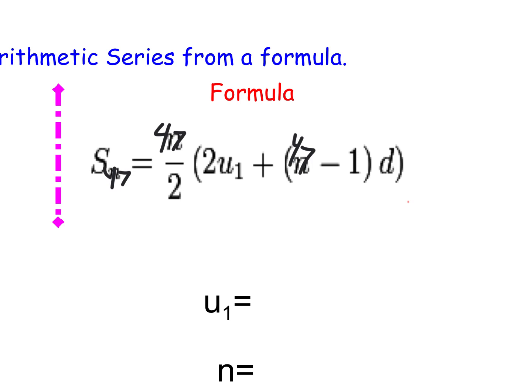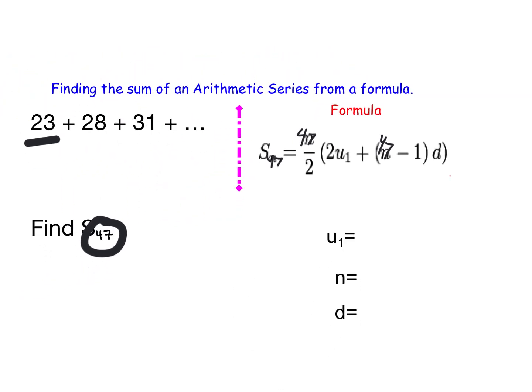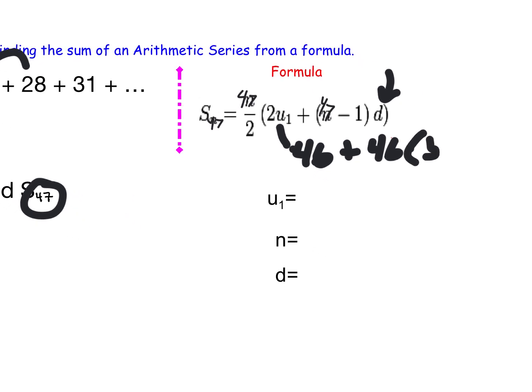Okay. So next up, Victoria, what's the U1? 23. Yep. So I need 2 times 23. Some of you probably did that in your head and just went 46, and that's what I'd do, because 2 times 23 is 46. And then 47 minus 1 is 46 times the common difference, the D. Christian, what's the D? 5. Yeah, we're adding 5 each time. And from there, I would totally use the calculator.